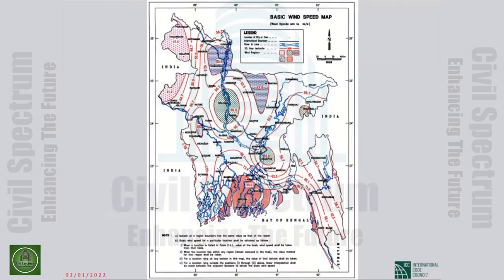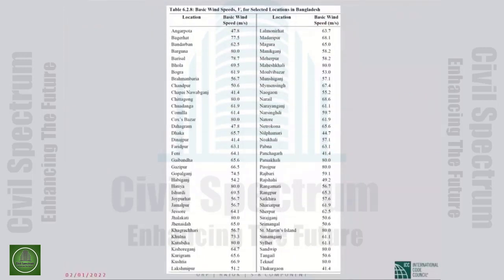The wind velocity will come from this map. As I pointed out, the values range from 41.4 meters per second to 80 meters per second. So anyway, the value comes from this map, and the velocity is in meters per second. Also, to make your life easier, every significant community has been listed in this table. So if you want the design wind speed for Dhaka, all you have to do is locate Dhaka, and it tells you 65.7 meters per second. You don't even have to go to the map.